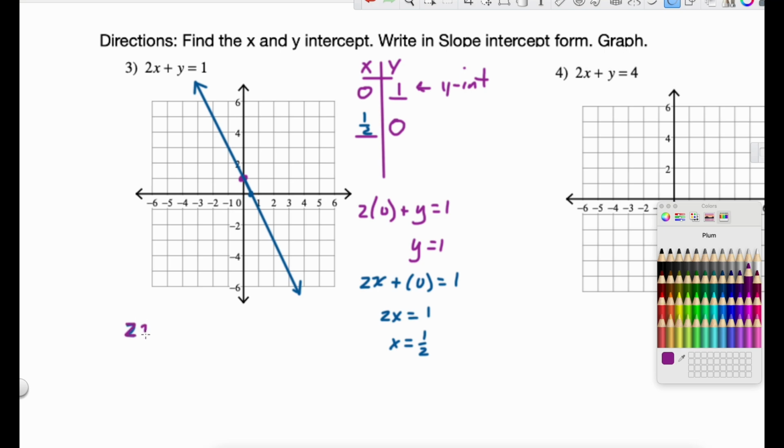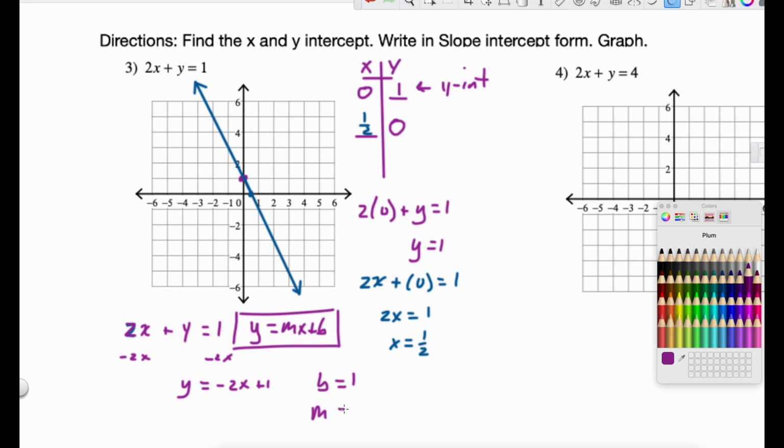So I'm just going to rewrite 2x plus y equals 1. And now we need to write this in y equals mx plus b form. Okay, so I have to solve this for y. So I'm going to subtract 2x from both sides. And we get y equals negative 2x plus 1. So that means that the y-intercept is 1.